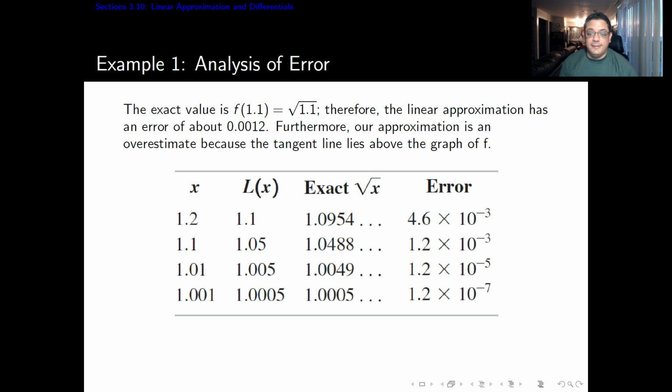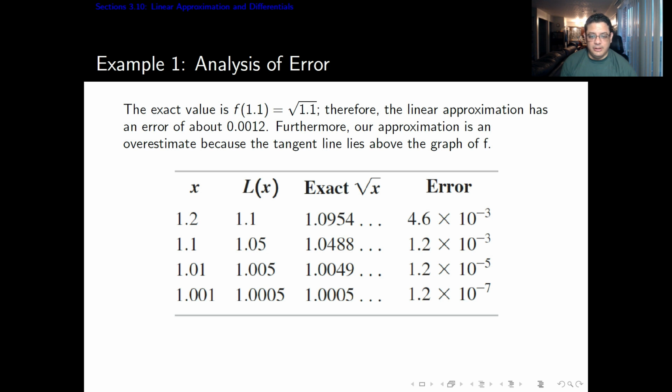Now, this is a table that describes some numbers that are very close. For example, if we take x being 1.2, 1.1, 1.01, 1.001, then we can see how much the approximation is going to be versus the actual value of the square root of x. Notice that when it's 1.1, the exact value is 1.09, and the error was 4.6 times 10 to the minus 3, which is small, but it was considerable. But the closer we get to 1, the smaller the error is going to be.